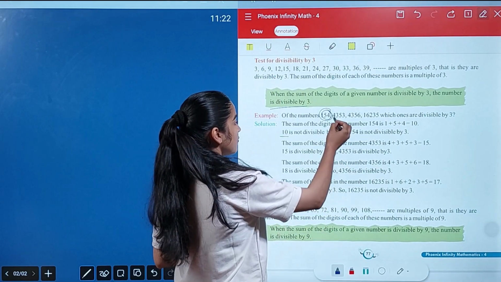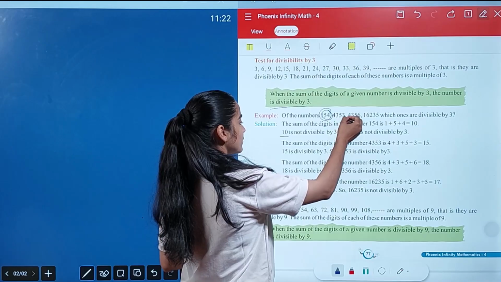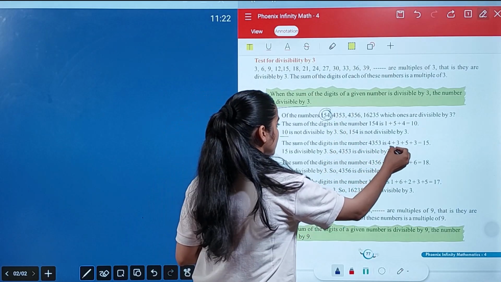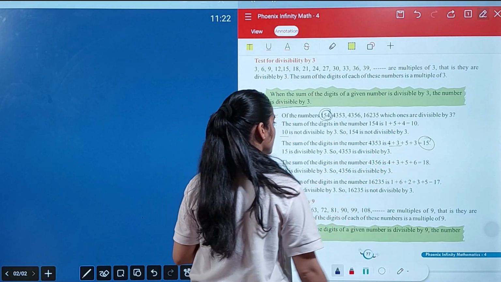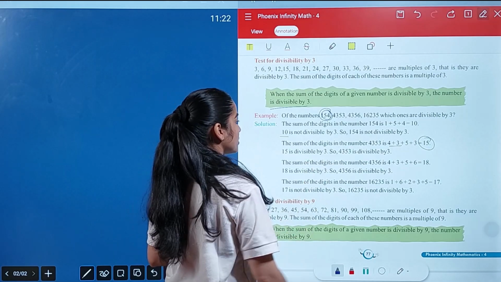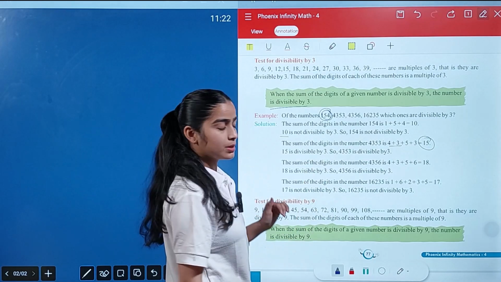Next number we have 4353. While we add this, what we find is 15, and 15 is divisible by 3. It means 4353 is divisible by 3.